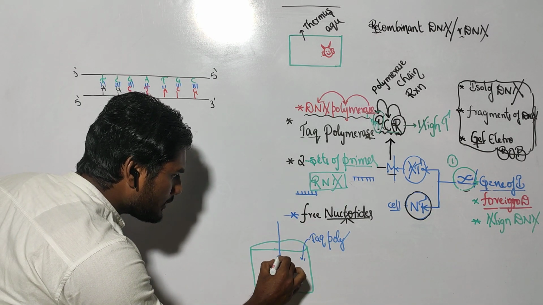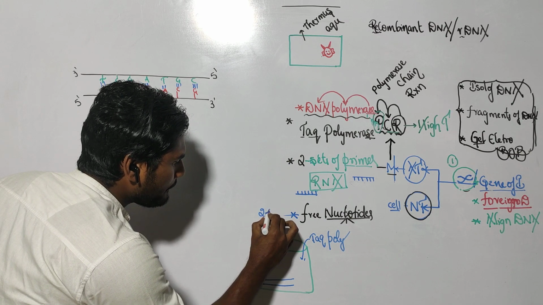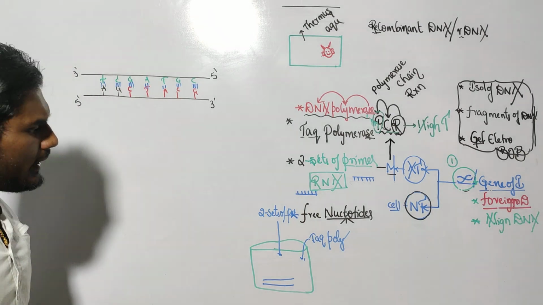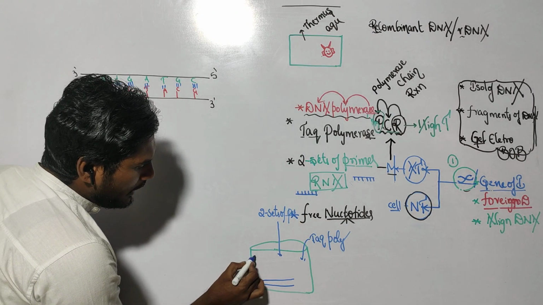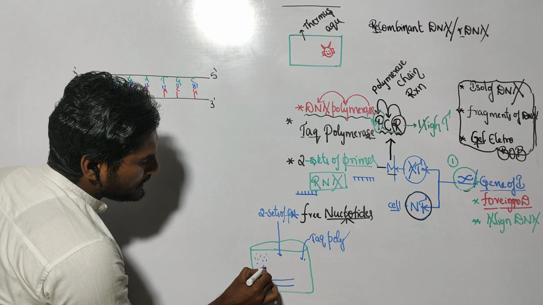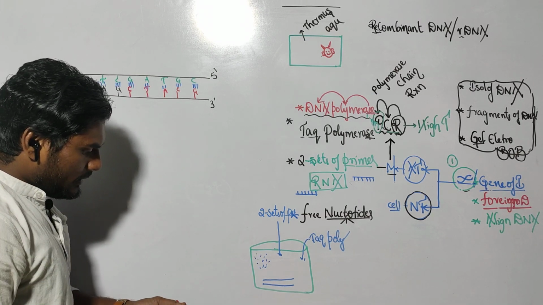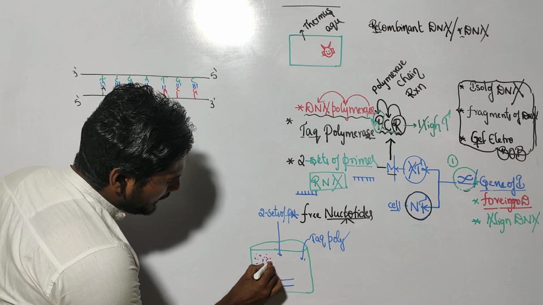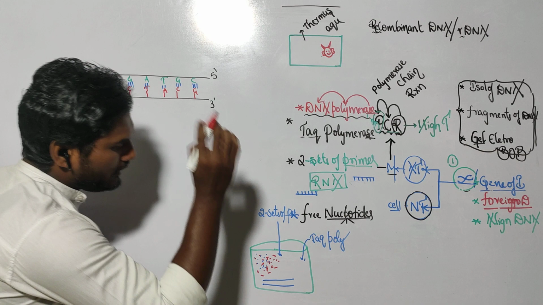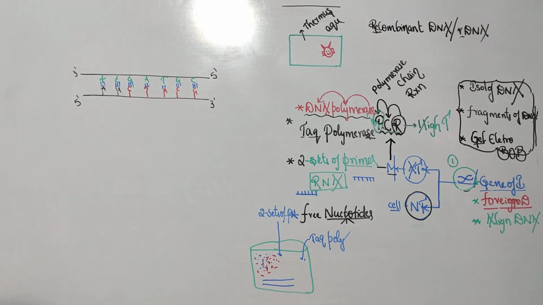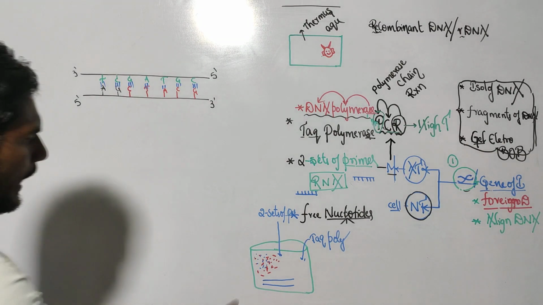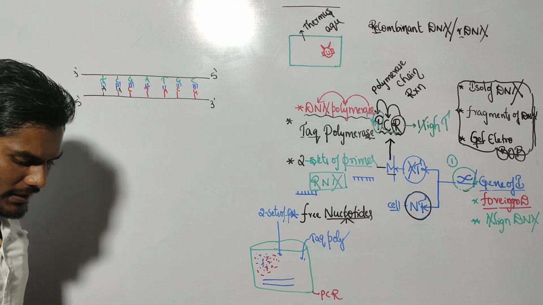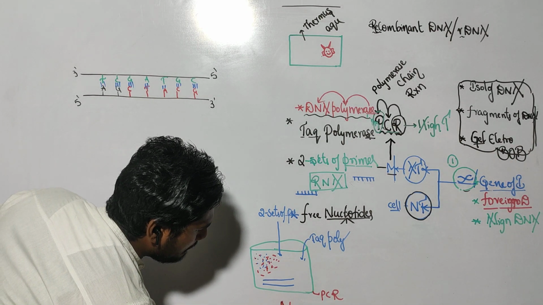And along with that, I also added the 2 sets of primer. And I also added so many nucleotides. All these small dots, let me represent with another color. All these small dots represent the free nucleotides that are present. Can you see the diagram clearly, up to the bottom? Yes. All I added in the machine. What machine is this? PCR machine. And what I did, I started heating this.